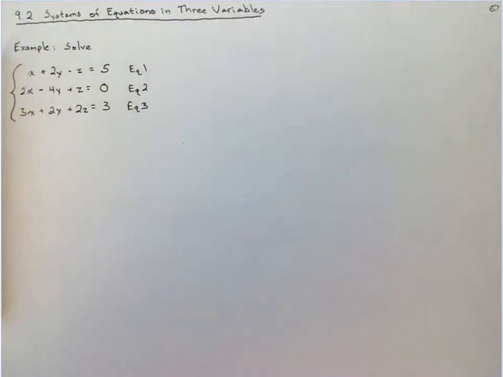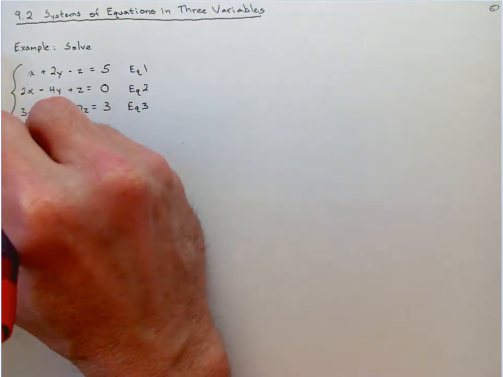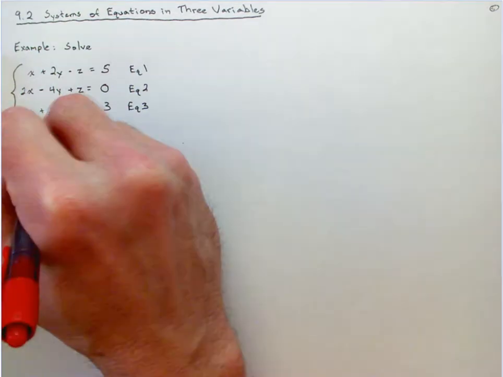Hello everyone. An example for systems of equations in three variables. So if you'd like, go ahead and pause the video and see if you can solve this. Okay, I'm going to try to color code to help us visualize and see.